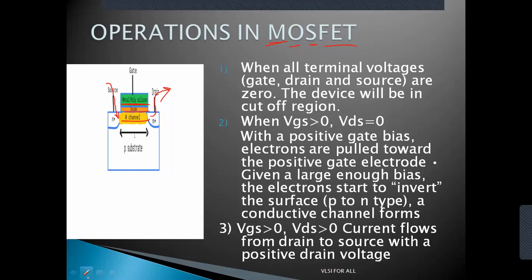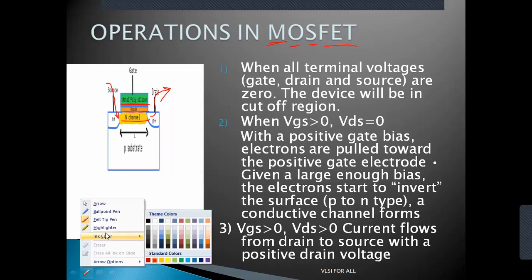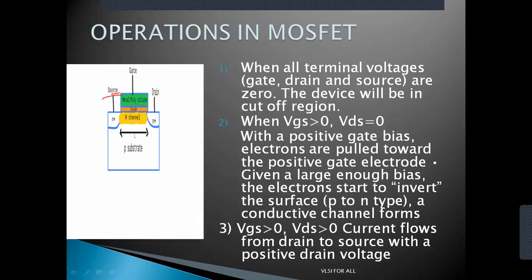Let us assume that we have connected ground to all terminals of the device: gate, source, and drain. Then what will happen? Let us see. If we connect ground to all these terminals, then there will be no potential difference between any terminals. So, as we know, there will be no flow of the charge carrier, so there will be no current flow. This region of operation is called cutoff region.